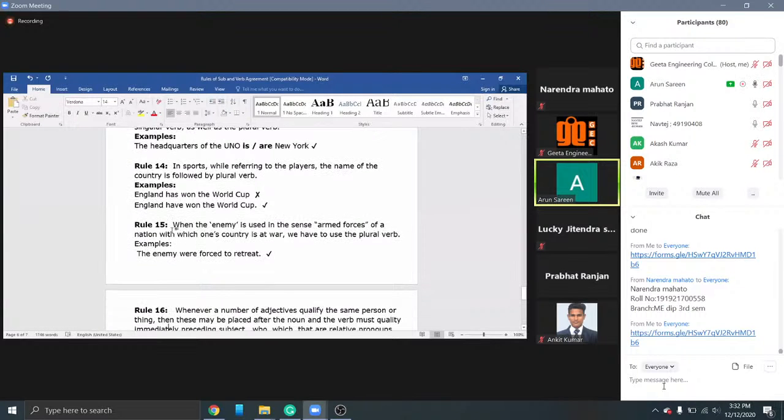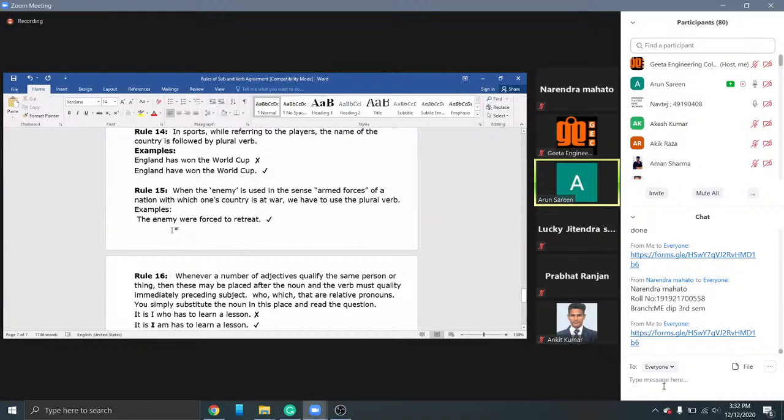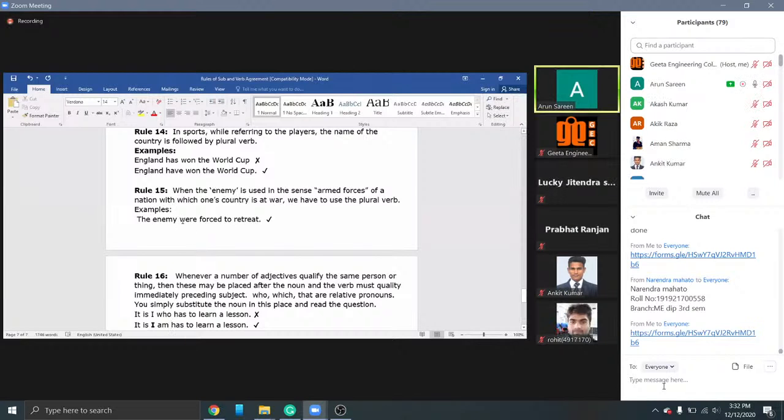Okay, rule number 15. When the enemy is used in the sense of armed forces of a nation with which one country is at war, we have to use the plural verb. See? In the context of army, you are referring to enemy, you will always use enemy in plural and not singular. क्योंकि वहां पे कोई एक व्यक्ति आपका दुश्मन नहीं है. इट्स अ कलेक्टिव नाउन. सो द एनिमी वर फोर्स्ड टू रिट्रीट. दैट्स व्हाई ही इज यूजिंग प्लूरल हियर. गॉट इट?